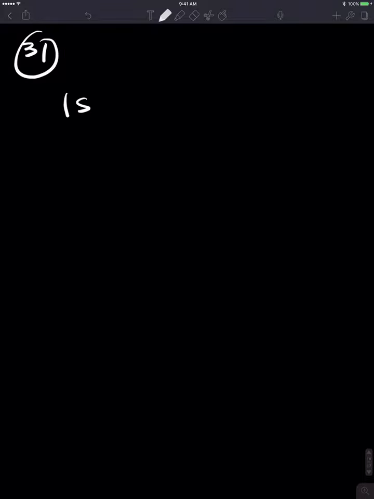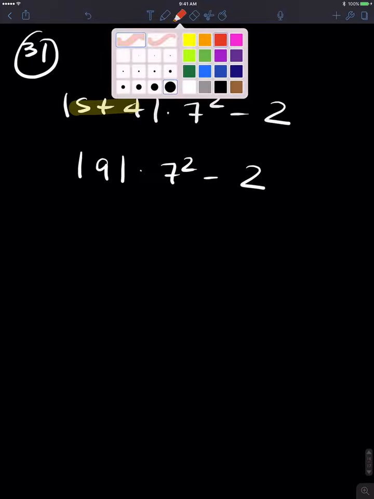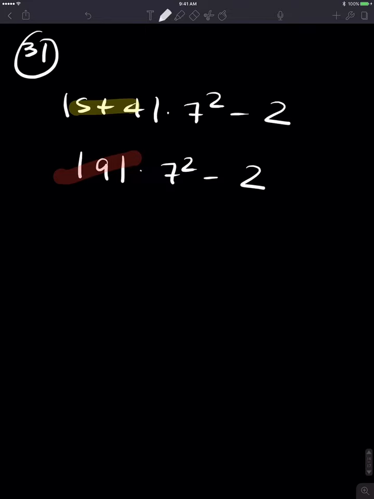31. I have an absolute value, but it's not of a single number. I have to perform what's inside. 5 plus 4 is 9. I can now determine the absolute value of 9, which is 9.